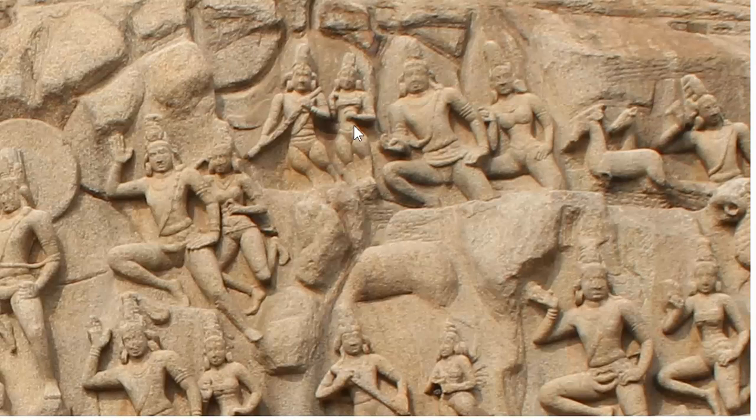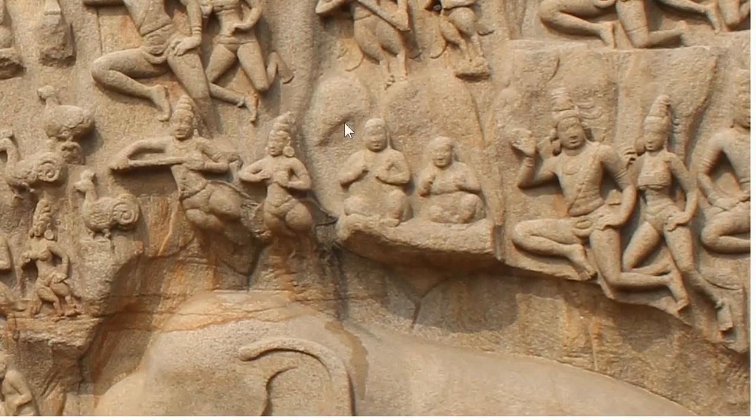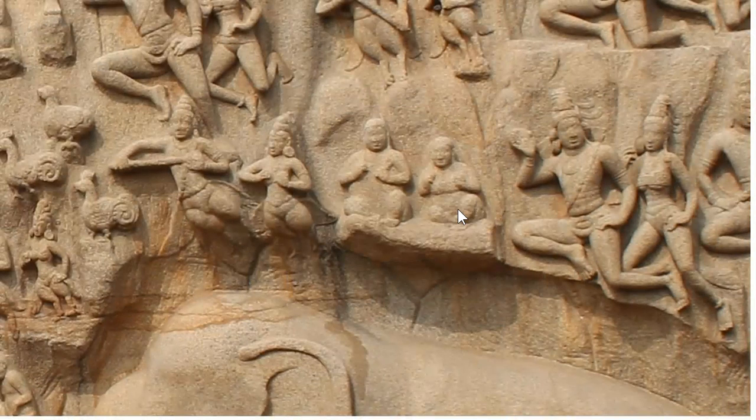Then if you come down, you see another curious figure over here. They actually represent Kim Purushas. According to the olden Indian literature, Kim Purushas are described as an exotic Himalayan tribe. They are kind of dwarfs, usually depicted with a huge mane around their head, but in this you can see somewhat a smaller cap around their head. So they are the Kim Purushas.